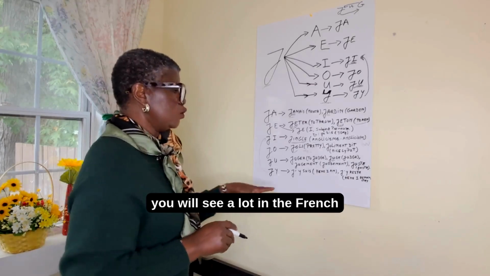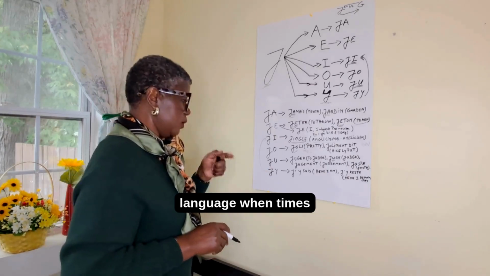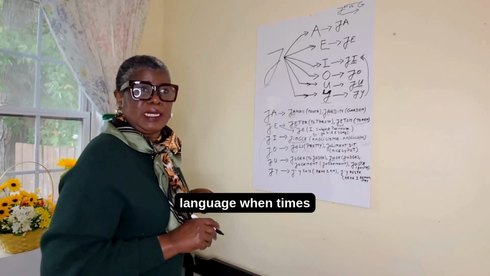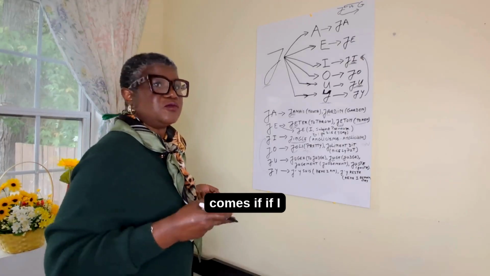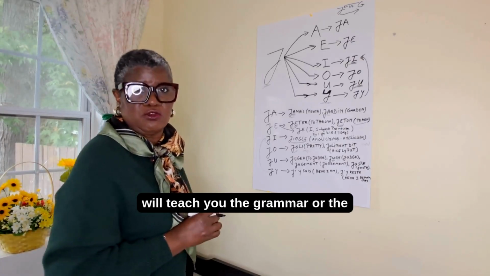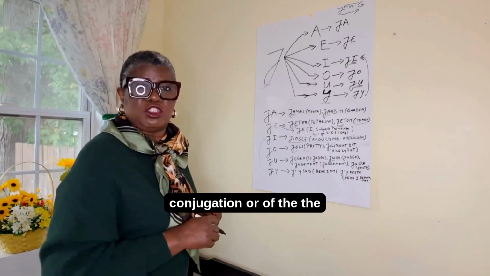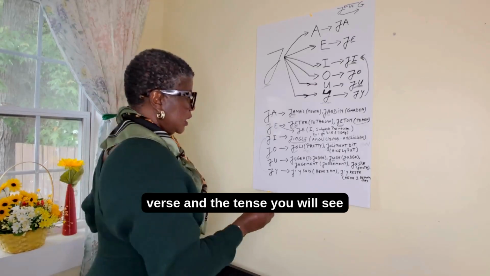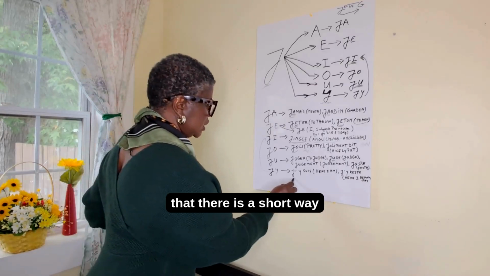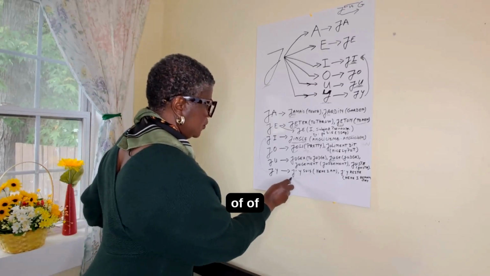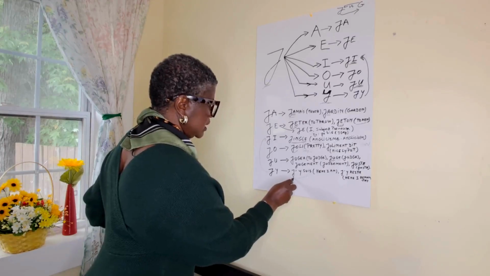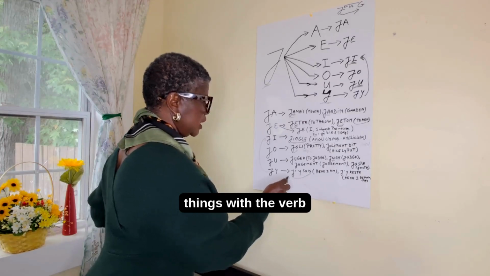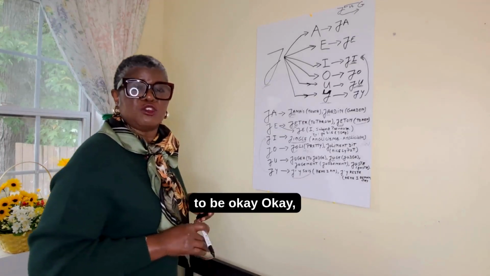Instead, you will see it a lot in the French language when times come. If I teach you the grammar or the conjugation of the verbs and the tenses, you will see that there is a short way of saying things with the verb to be.